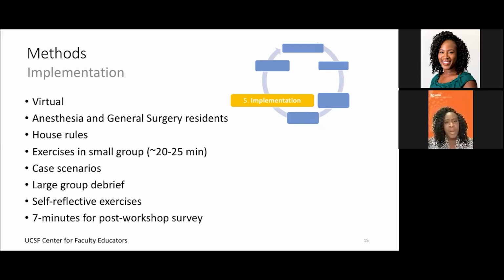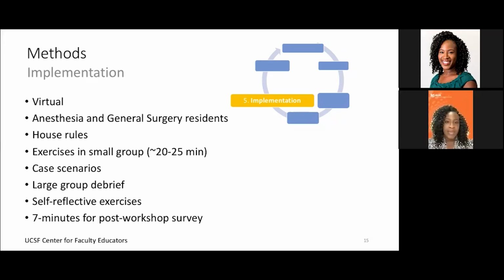And then part of the implementation included house rules. We wanted to make sure that we always establish a safe space and confidentiality. House rules also included stepping out of our comfort zone and into our growth zone, where we would actually learn and also have permission to make mistakes as we're growing and learning.